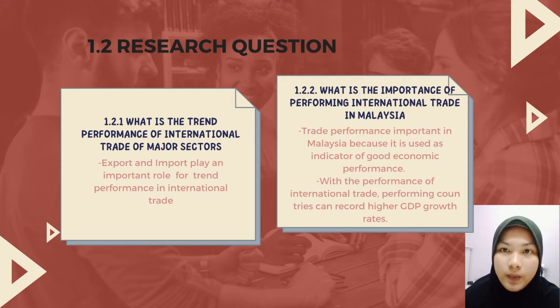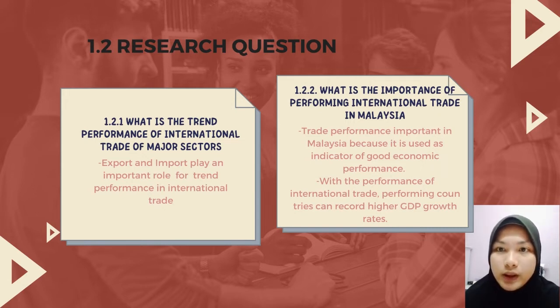But not least, for 1.2, which is research question, for 1.2.1, the research question is what is the trend performance of international trade of Malaysia from 2009 to 2019. In major sectors, export increased productivity. A country will bring incentives in achieving technological advancement that can lead to improved overall economic performance.